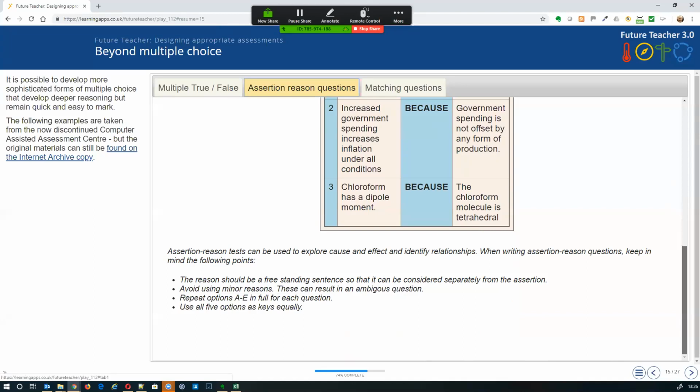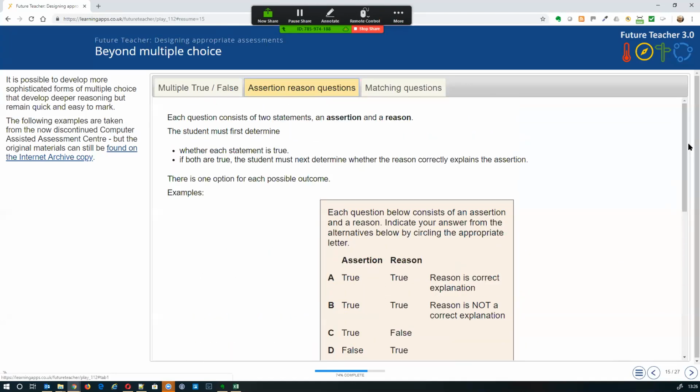So if we just scroll up to the top again, you can see that the assertion about the blood, whatever it was doing, might have been true, but it might have been false. It could have been that the reason you gave was true and it explained the assertion, or it could have been that the reason you gave is true, but it's not an explanation of the assertion.